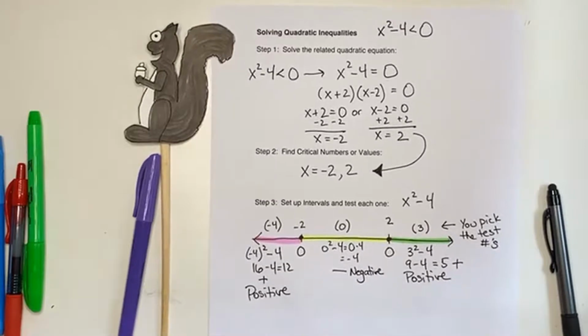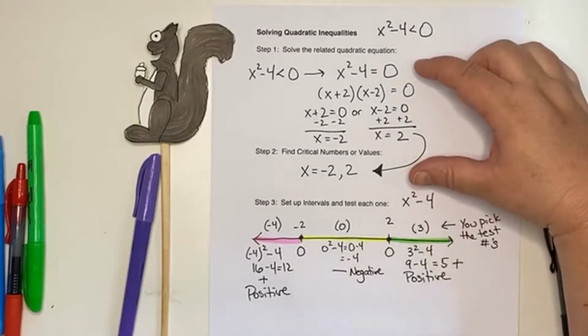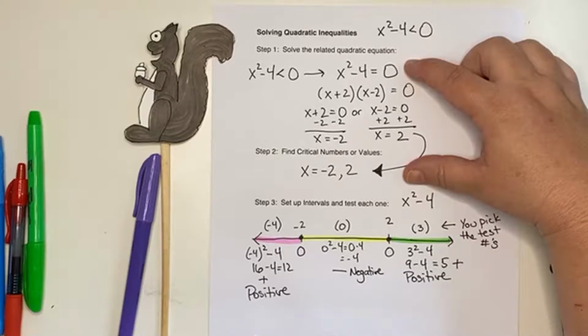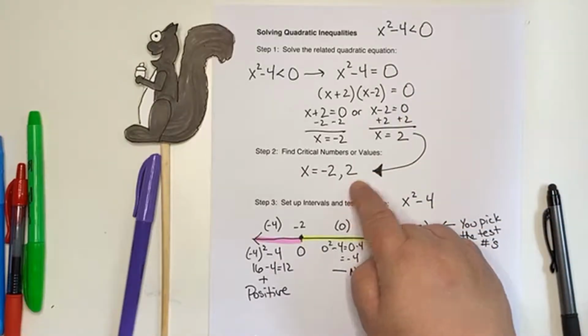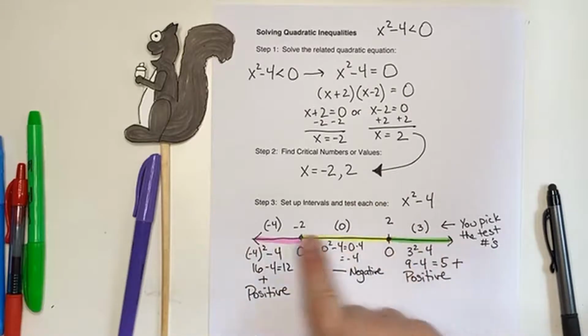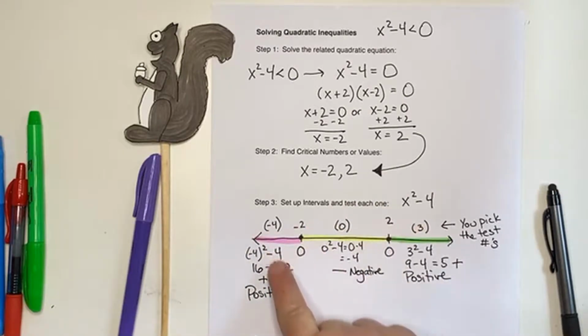So what have we done? We solved the equality. We set it equal to 0. We found our critical numbers or our values. We set up a chart. We picked test numbers. I figured out whether the test numbers were positive or negative.